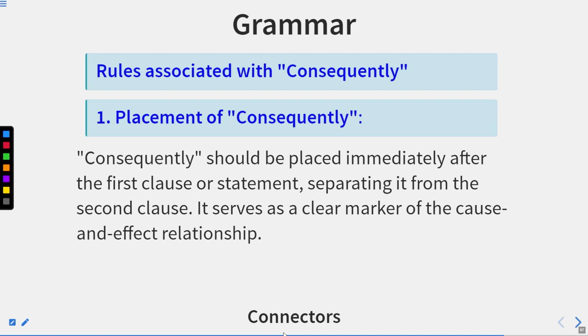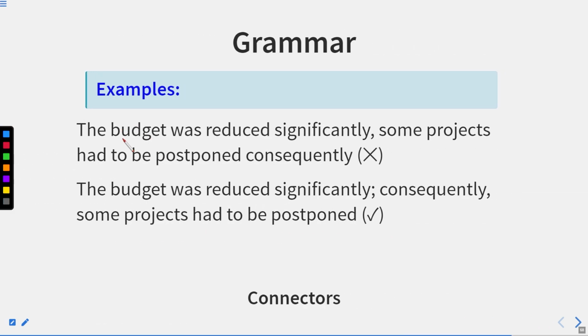Now, rules associated with consequently. First of all, the placement. Consequently should be placed immediately after the first clause or a statement, separating it from the second clause. It serves as a clear marker of the cause and effect relationship. Examples: The budget was reduced significantly. Some projects had to be postponed consequently.